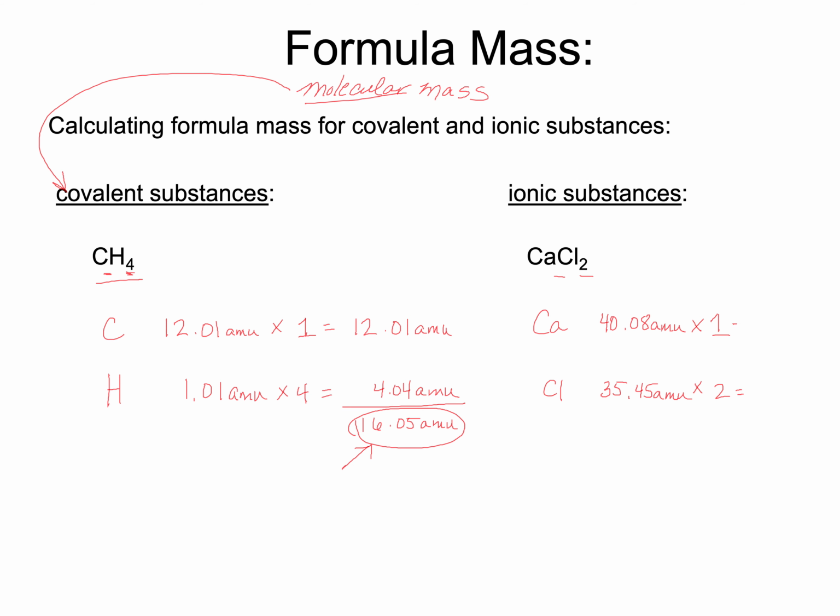And we will tally our total AMUs over here. So 40.08 still for calcium. And then for chlorine, it ends up being 70.90 AMUs. When we add these values together, we get a total of 110.98 AMUs, which ends up being the formula mass for calcium chloride.